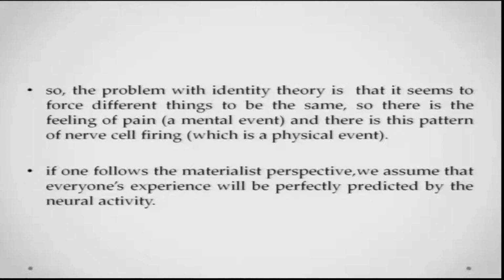This is rather interesting and creates problems for the type identity theory. The problem with identity theory is that it seems to force different things to be the same. There is the feeling of pain, which is a mental event, and there is the pattern of nerve cell firing, which is a physical event. We are trying to say that these two are the same thing. If one follows this materialist perspective, we assume that everyone's experience is perfectly predicted by everyone's neural activity, whatever is happening in each of our brains.